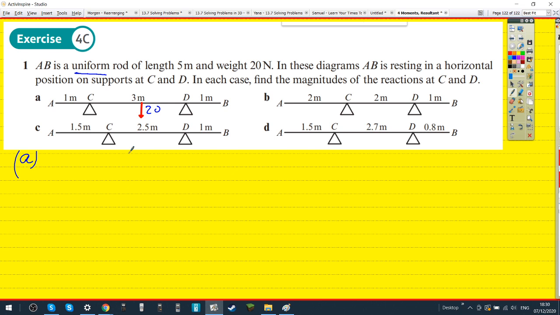Okay. So to get from D to the weight, do I need to do like 2 is the distance between them? The distance between what? C and 20 newtons. Okay, so go on. So I know it's uniform. I recommend you take moments about C.